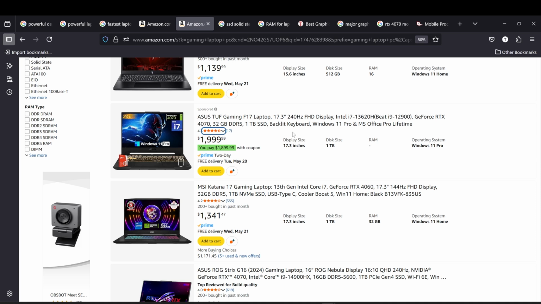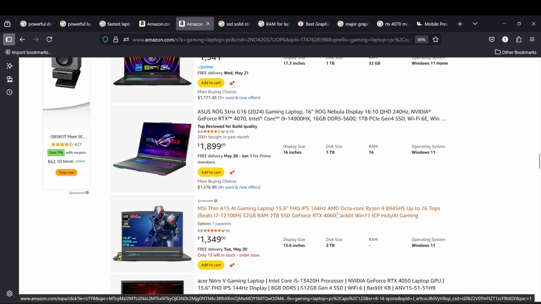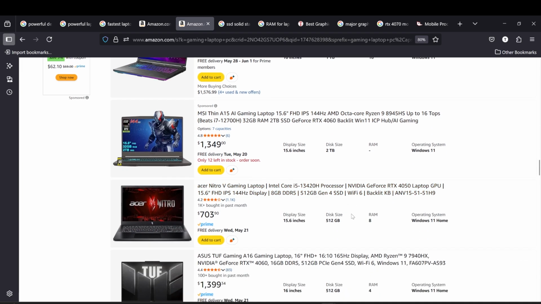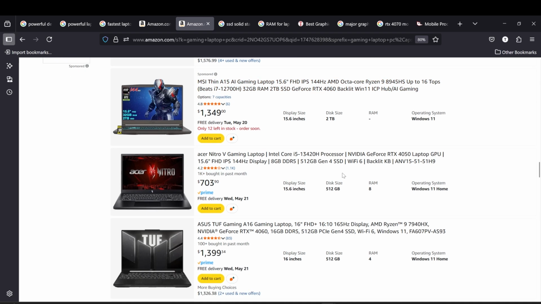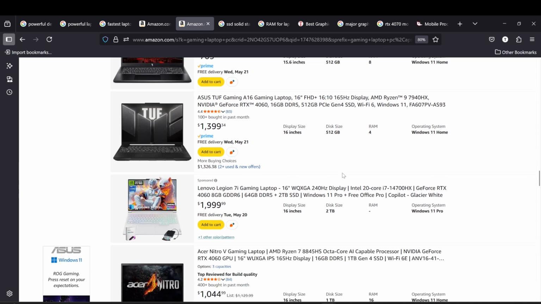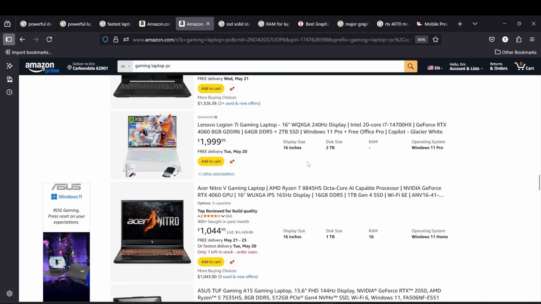So 240 is really good. Anything higher than 144 hertz is going to be really good. These days you can see 144, 165, 240, 300. Those are the numbers. Don't ask for 300 or 240. Anything around 144 or 165 is good. Don't settle for 60 or 75. Those are too low for these days actually.